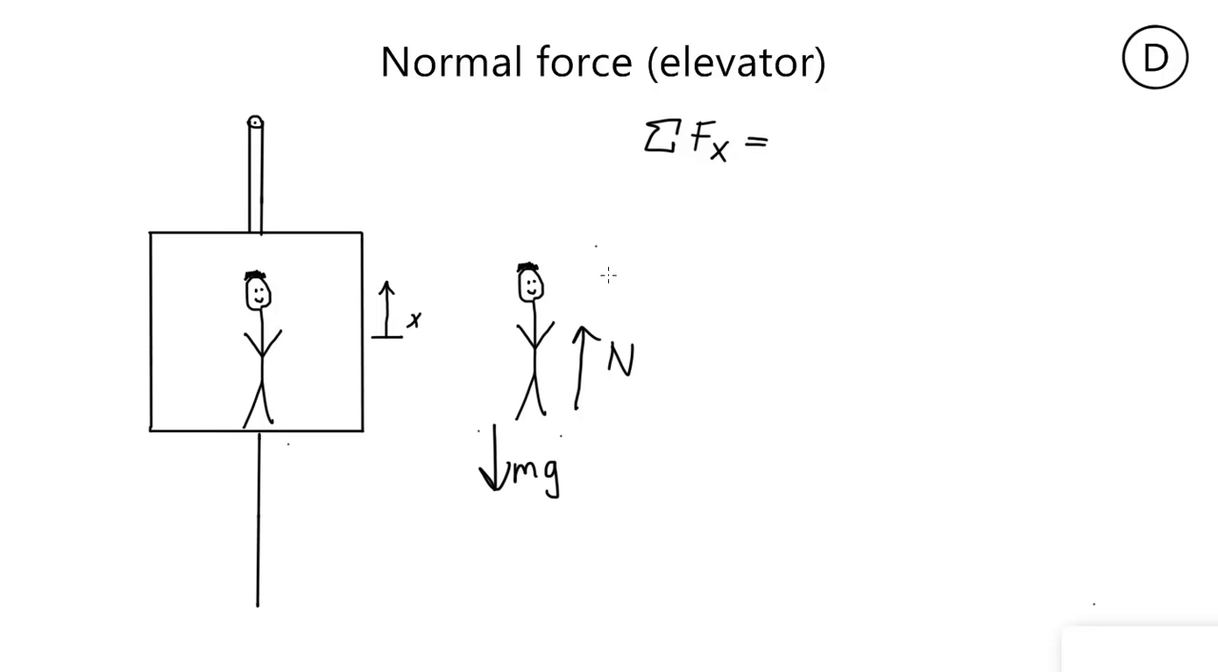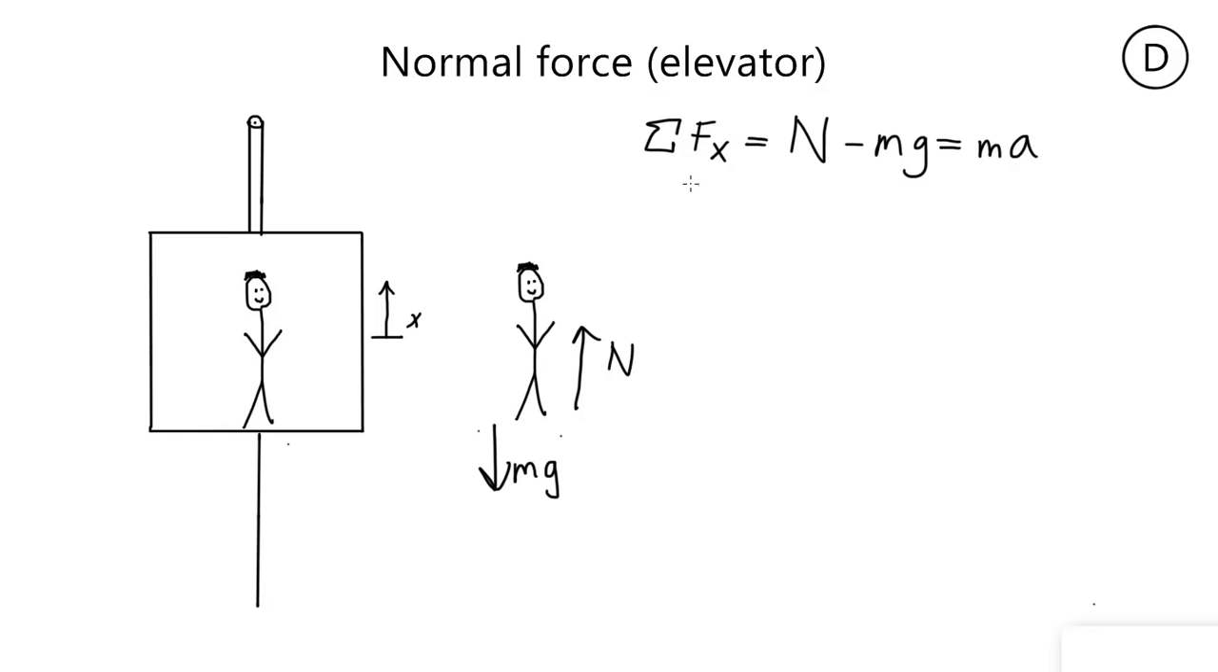So if we do the sum of the forces in the x direction, n is pointing in the positive direction, so it's going to be n minus mg. Your weight is pointing down, so mg is negative. Since this is the positive direction, we're going to say ma. So the sum of forces equals mass times acceleration, and we're not accelerating in this direction at all, so we don't really have to make it into a vector.